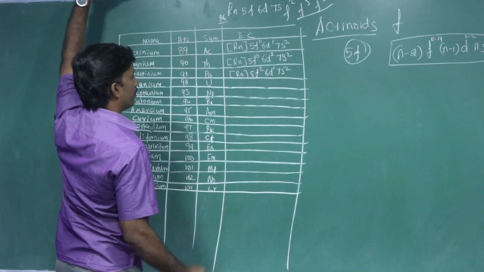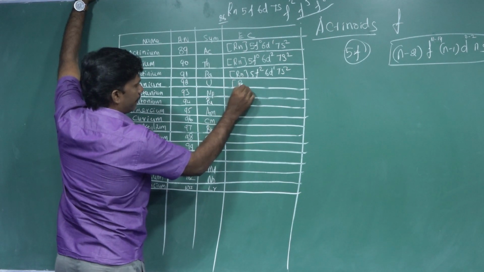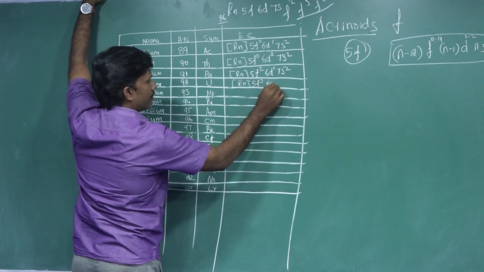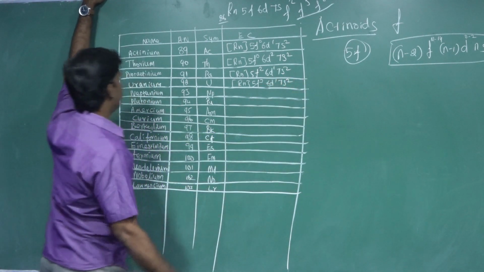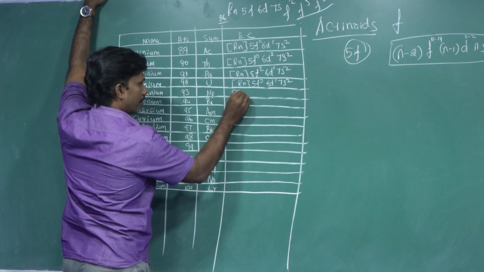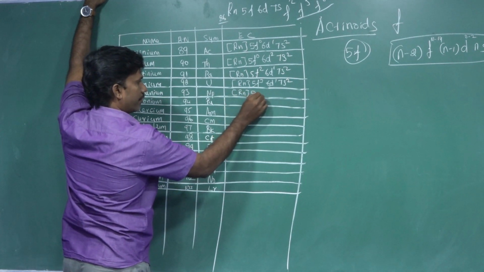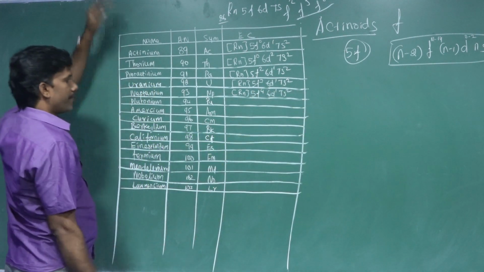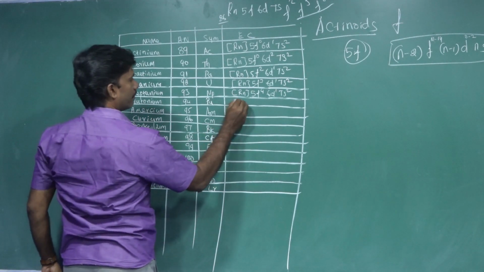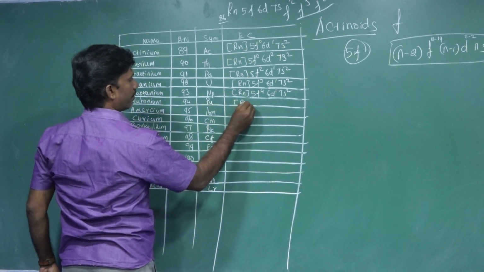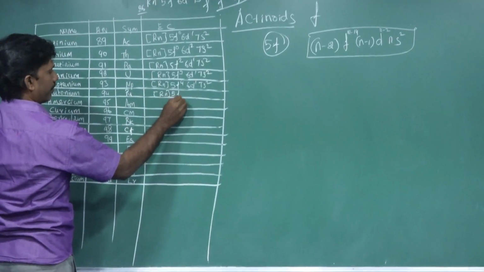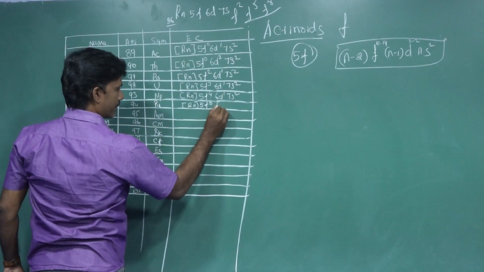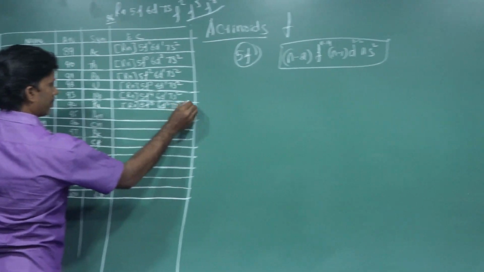Protactinium, radon 5f2 6d1 7s2. Then uranium, radon 5f3 6d1 7s2. Then neptunium, radon 5f4 6d1 7s2. Plutonium, radon 5f6, since no 5f5 will be there, so 5f6 6d0 7s2.